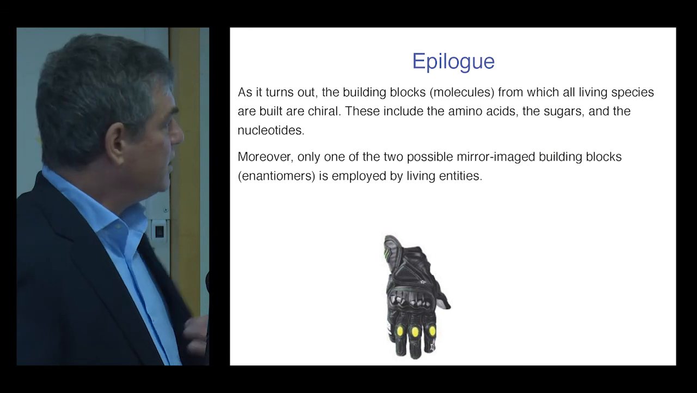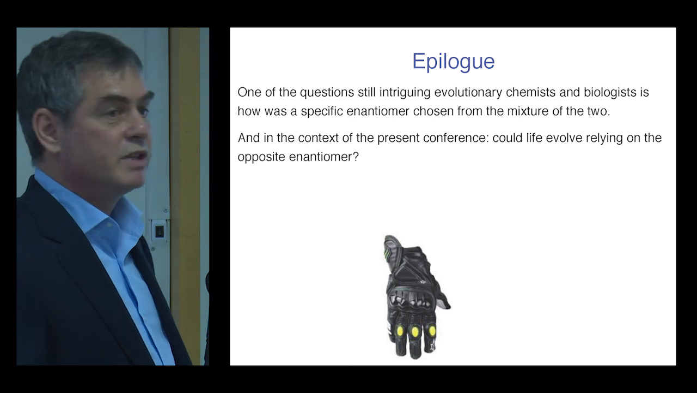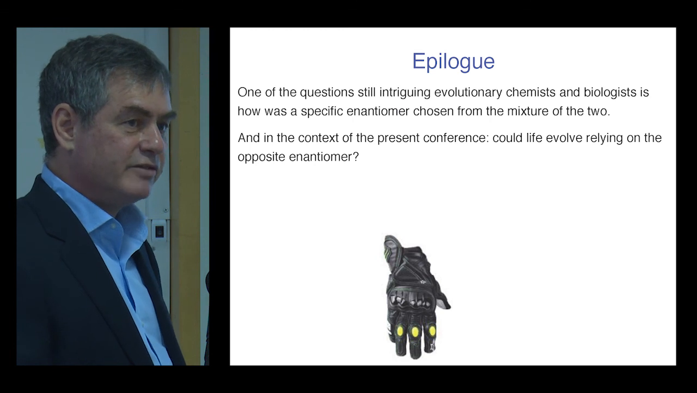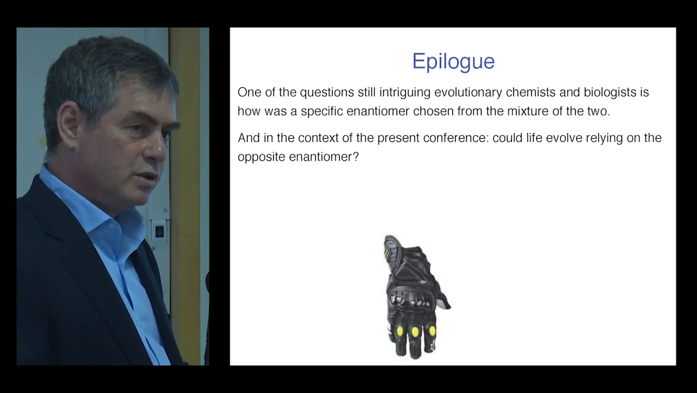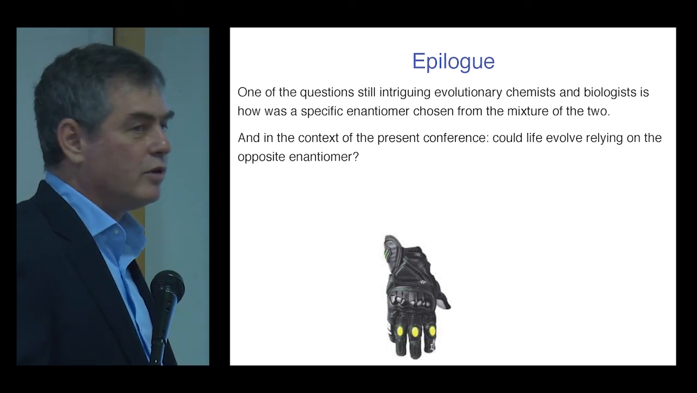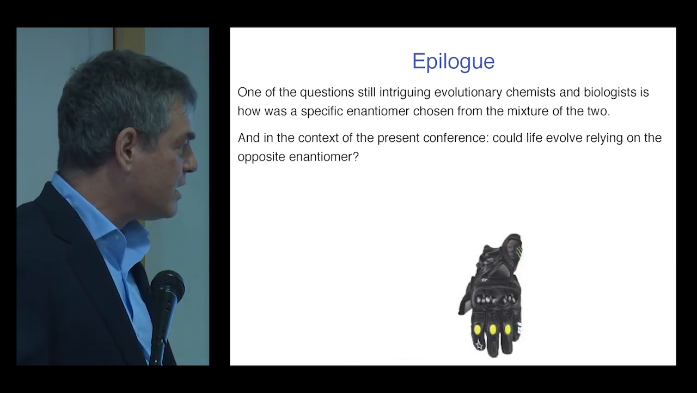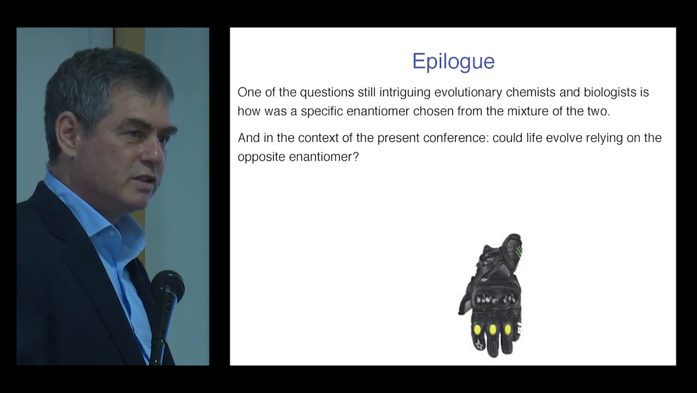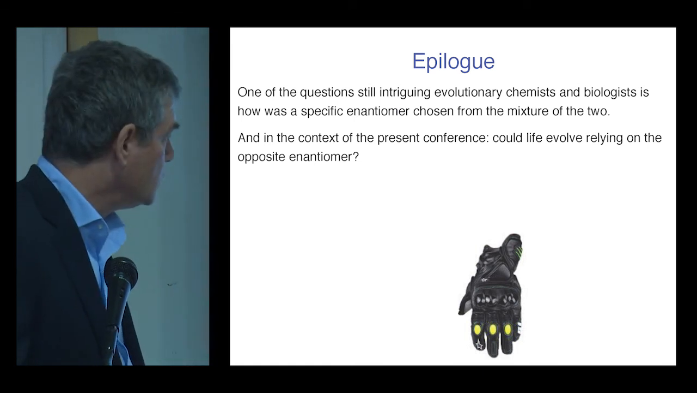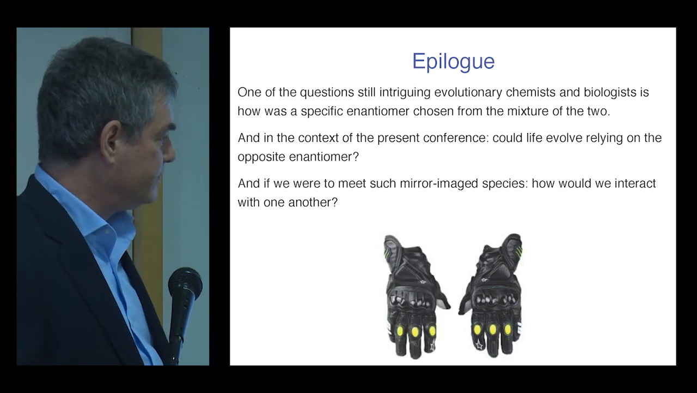One of the questions which still intrigues evolutionary chemists and biologists is how a specific enantiomer was chosen from the mixture of the two. The mixture is available, only one of them is being used. It doesn't make any difference which one, but only one. How can one be used and the other neglected? And in the context of the present conference, could life evolve relying on the opposite enantiomer? This is one possibility, and this is the other. There might be life which took advantage of the other glove. And if we were to meet such a mirror image creature, how would we interact with one another?